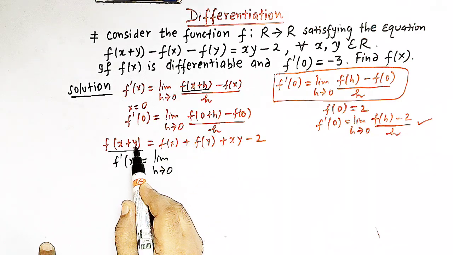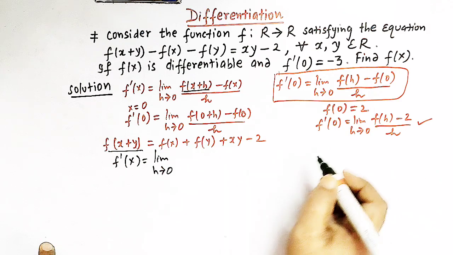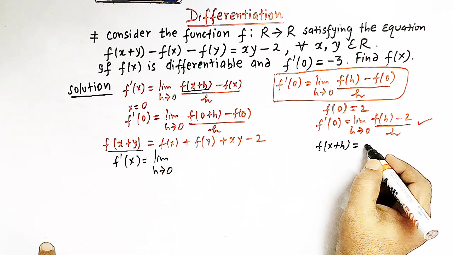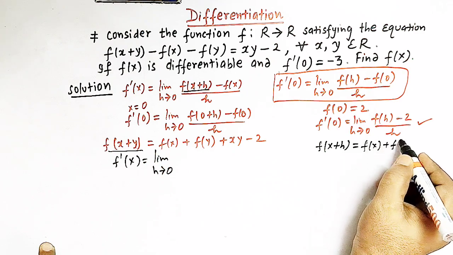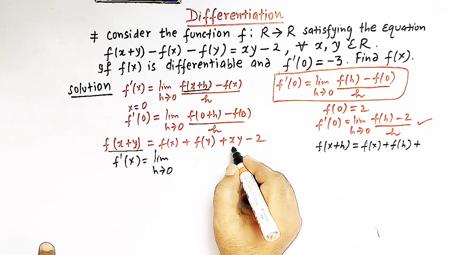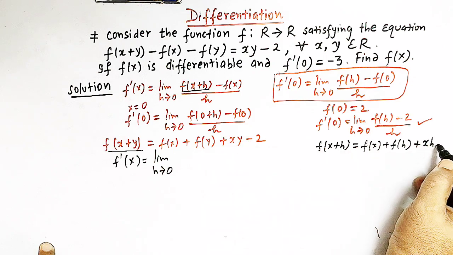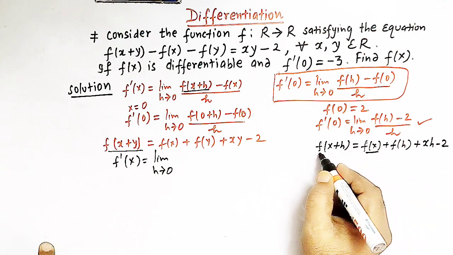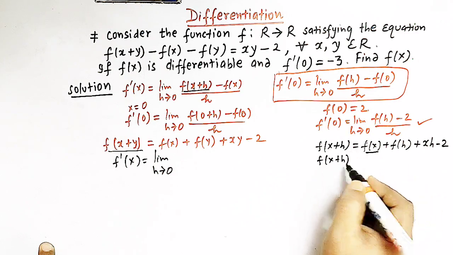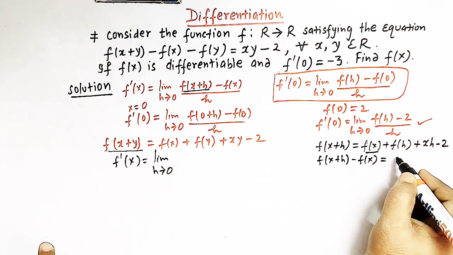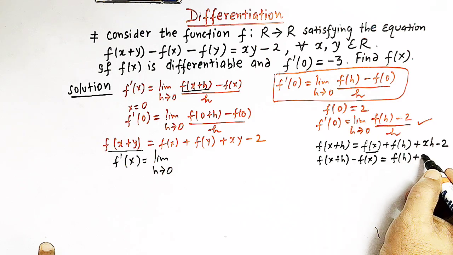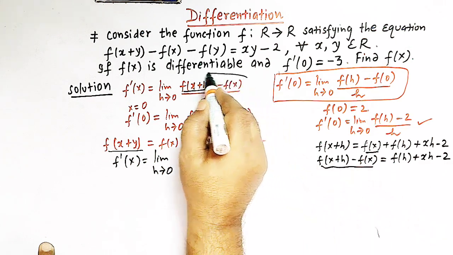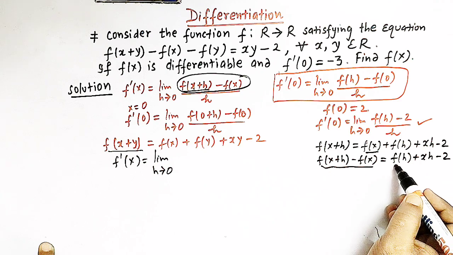So replacing y by h in this expression, we can now write f of x plus h as f of x, and then we have f of h, and here we have xy, so this is xh minus 2, right? So now if we take this term to the left hand side, we have f of x plus h minus f of x is equal to f of h plus xh minus 2. So now we can replace this entire term by this expression.